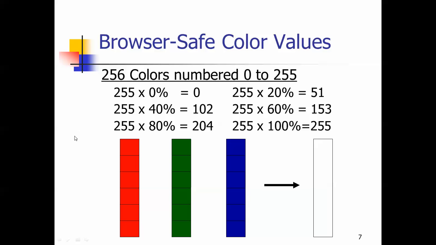Think about the graphic we saw. All right, so there are browser safe colors, and there are 256 of them. And so you see, if you have 100% of red, 100% green, and 100% of blue, you will get pure white. So these numbers here are put in a percentage, and that is how Adobe comes up with the numbers that they use.